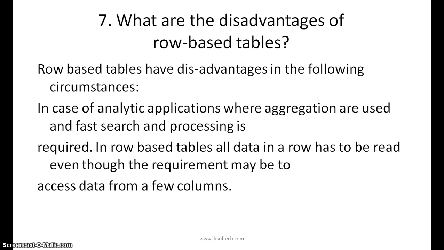Row-based is always recommended for OLTP systems, online transactional processing systems, and column-based is most preferable for online analytical processing, because we always access the data. We don't fill the data. So when you are filling the data, you go for row-based. When you're accessing the data, you go for column-based. That's the simplest way you can remember that.